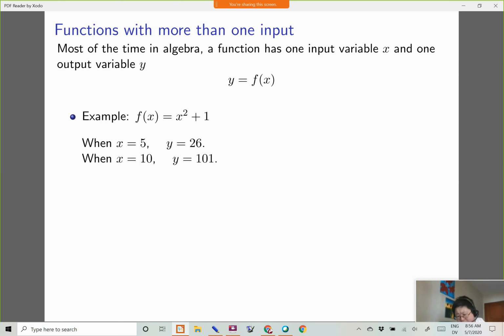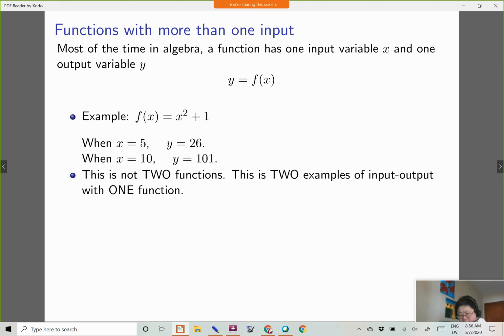I made a comment like this at the beginning of the semester, but I just want to clarify, this isn't two separate functions. There's just one function, f of x equals x squared plus 1. What I'm doing right now is showing you two examples of using this function and talking about that input-output relationship. When you put in 5 as an input, you get 26 as an output. When you put in 10 as an input, you get 101 as an output.